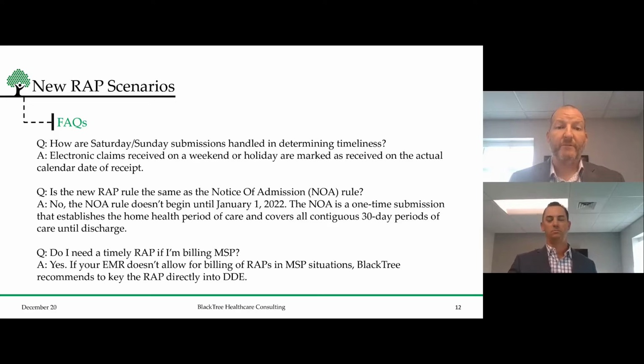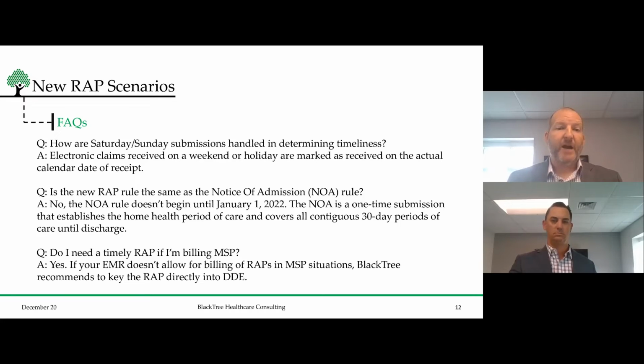The one thing we mentioned before, a little bit of reprieve when we get into 2022, is that the NOA is a one-time submission that establishes the agency, the period of care, and covers all contiguous 30-day periods of care until discharge. So you're only going to need to do that once starting in 2022, similar to the notice of election process that we already have established in hospice today. It's only one time, and we're not going to need to do the continuous billing of it every 30 days like we're going to have to do next year with the new wrap rule.